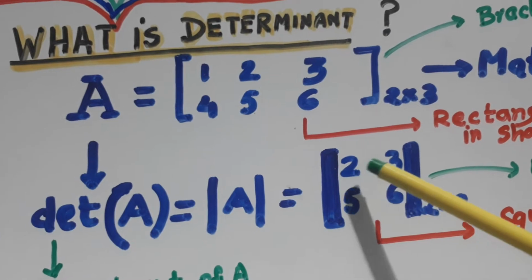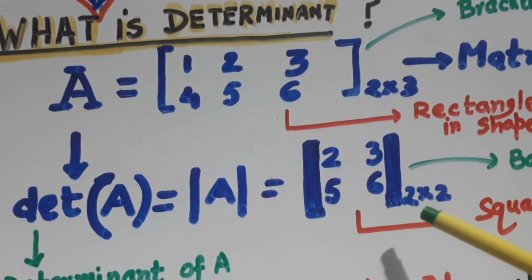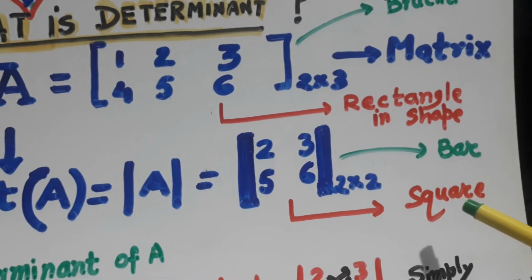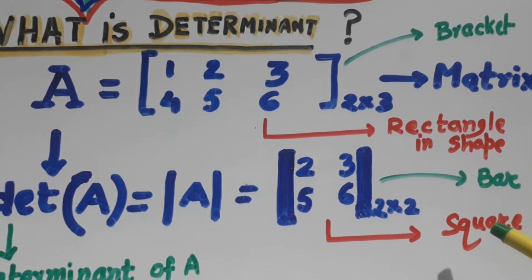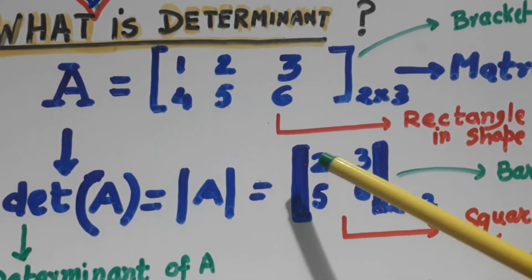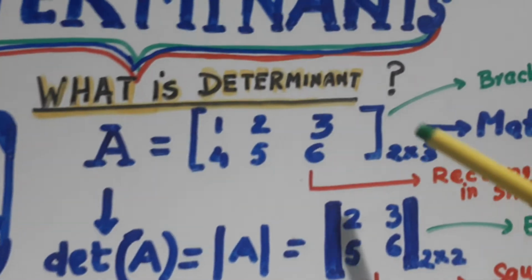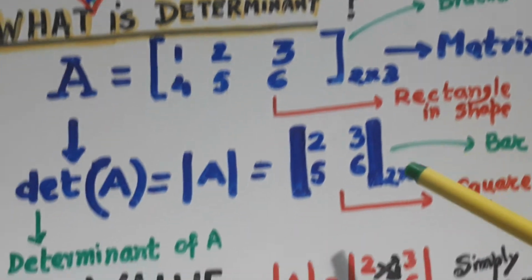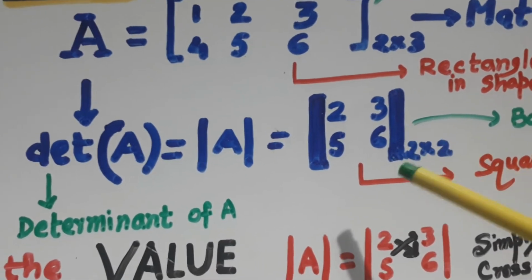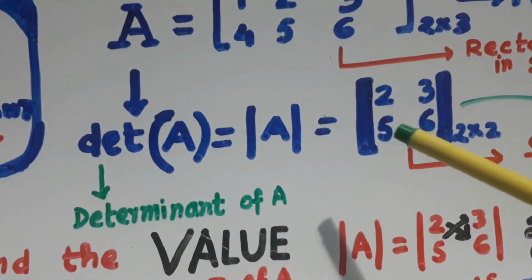This is 2, 3, 5, 6. It is 2 by 2. It is a square. Determinant is always a square. And there are bars here. In the case of matrix, there are brackets. And in the case of determinants, there are bars. So how to find its value?